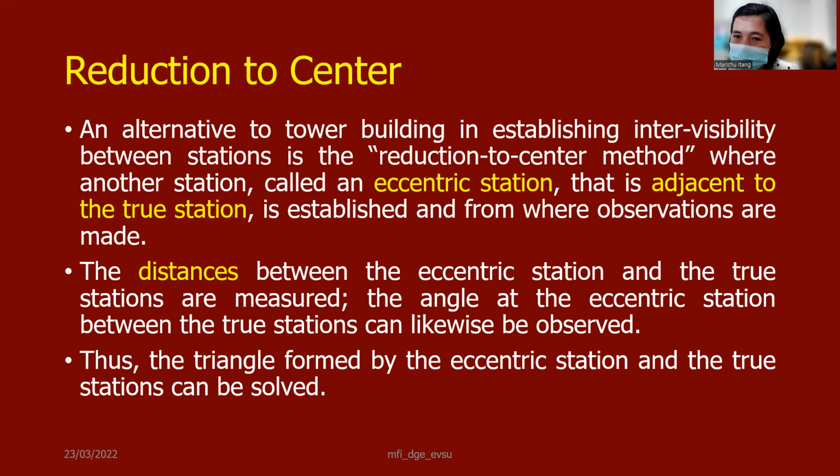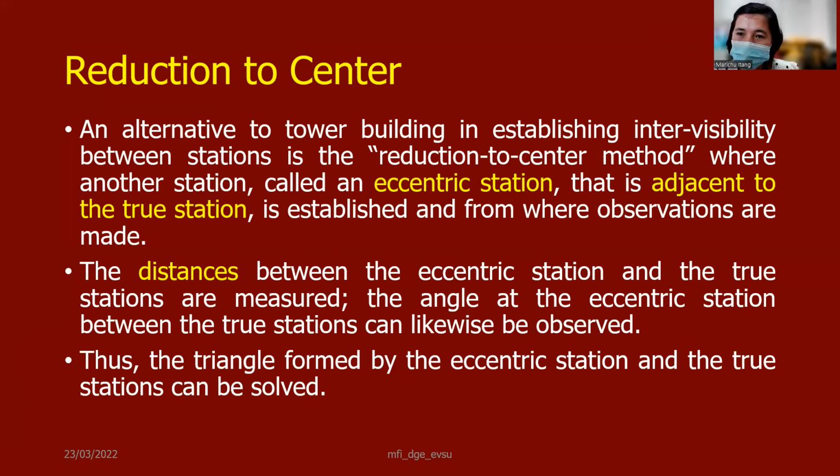So where another station, we call it eccentric station, that is adjacent to a true station. So more or less, it is much better if the eccentric station is not too far from our true station. So most of the time, less than 5 meters or less than 7 meters will do as long as it is safe on the ground. So if it is impossible to occupy the true station, then you can do an eccentric station. So the distance between the eccentric station and the true station is measured. You can measure that one. And then the angle at the eccentric station between the true stations can be observed.